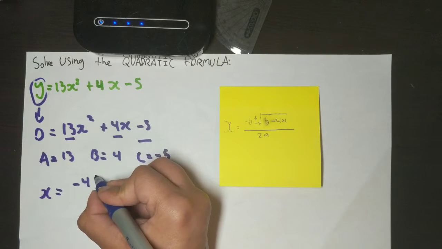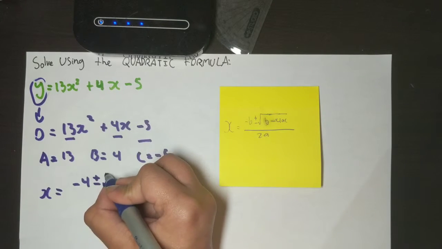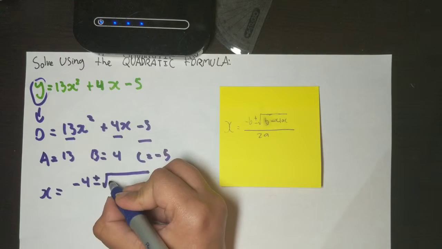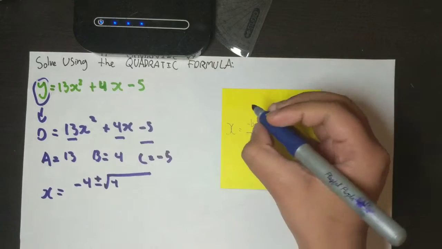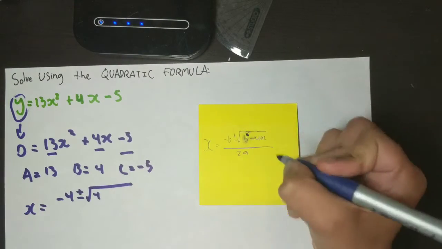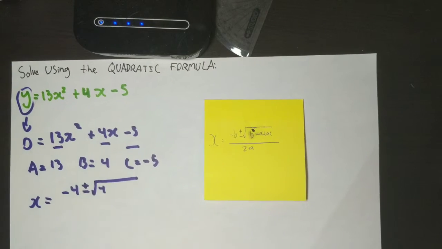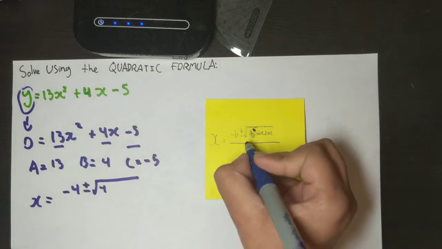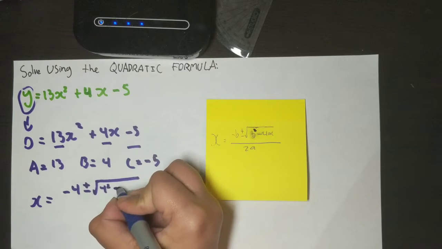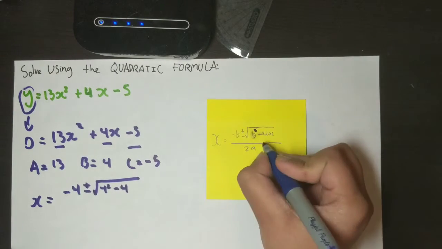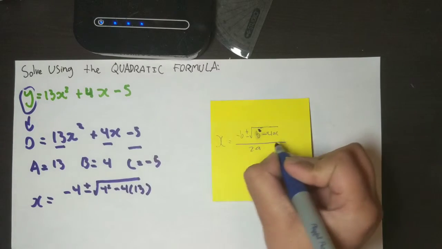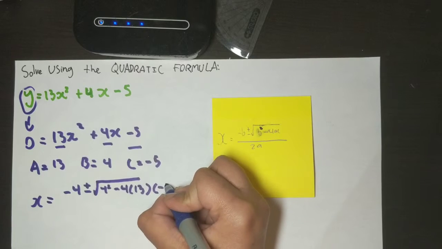Okay, moving on. Plus minus the square root of b squared. The formula is b squared minus 4ac. My bad. So we put it in as 4 squared minus 4 times a, which is 13, times c, which is negative 5.